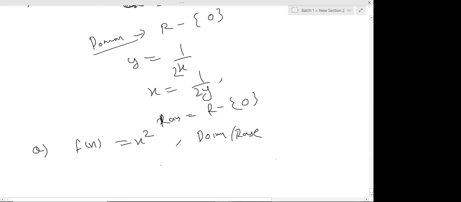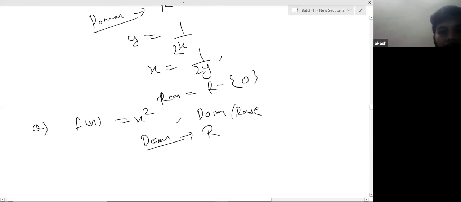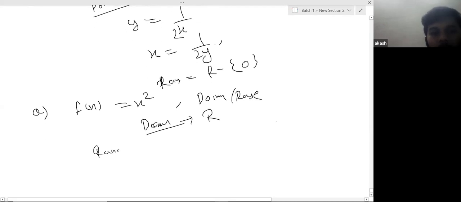No, sir. See, domain is clear as day. This is R. You can put any value here. How to find range? See, here there are two methods. One is a simple method. See, x square can never be negative, like Irfan said, right? Because the square of any number is always positive. The minimum value it can get is 0. Maximum is infinite. So it can only get from 0 to infinite. This is by observation.